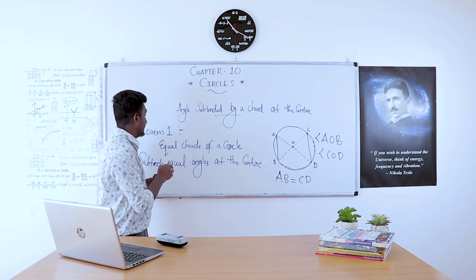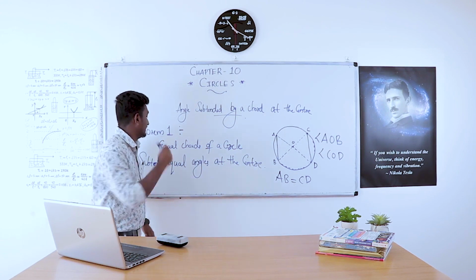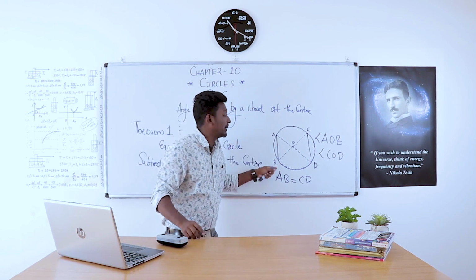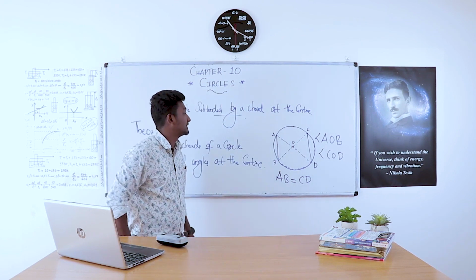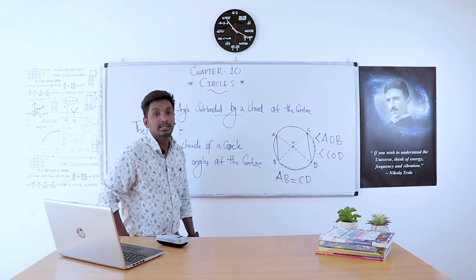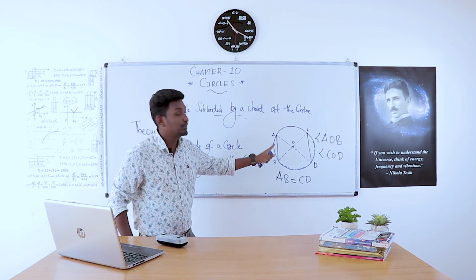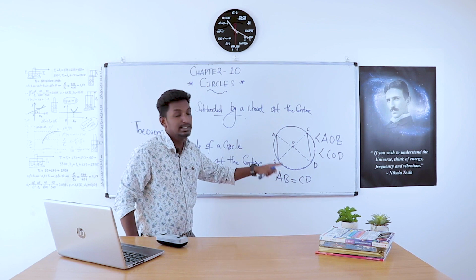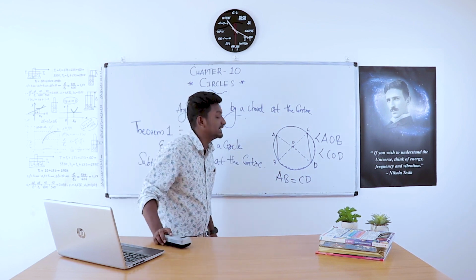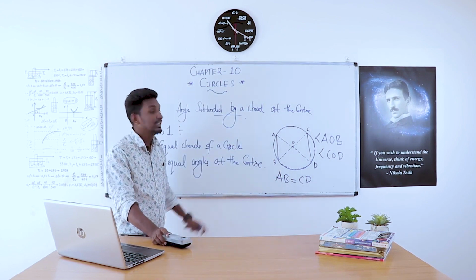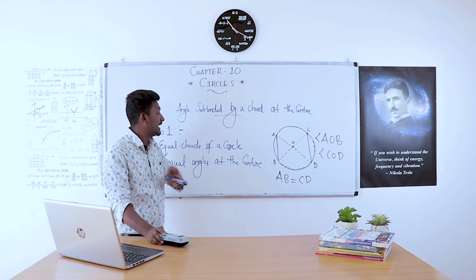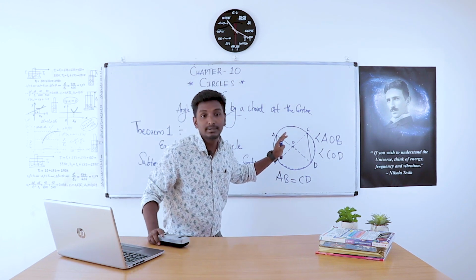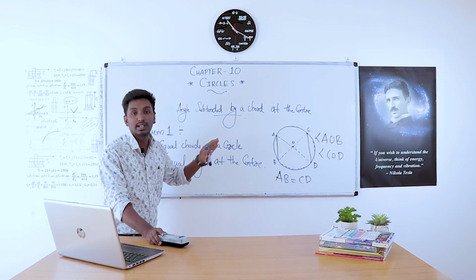This is the theorem. Equal chords of a circle subtend equal angles at the center. Now if AB and CD are equal chords, then AB and CD will subtend equal angles at the center. That means if AB is equal to CD, then angle AOB is equal to angle COD. This is a general statement and it can be used in all problems related to the angle subtended by a chord at the center.